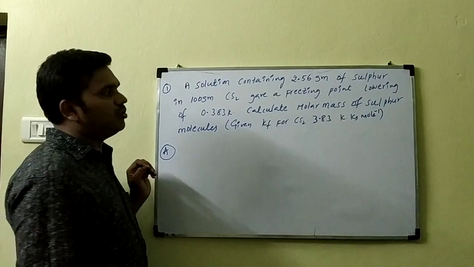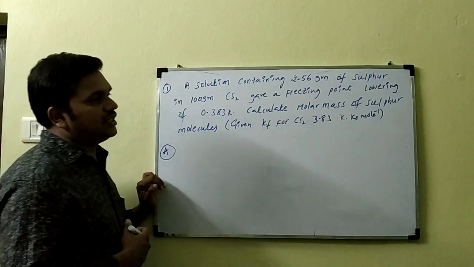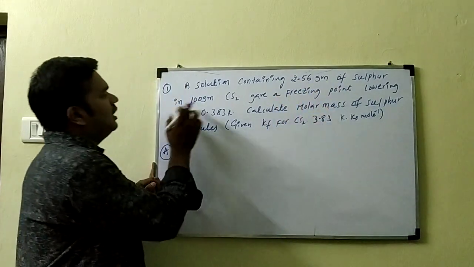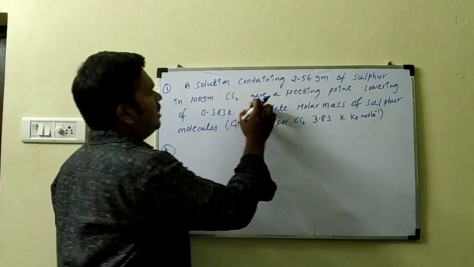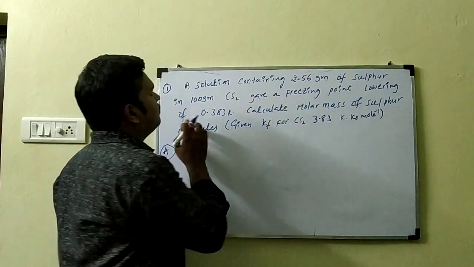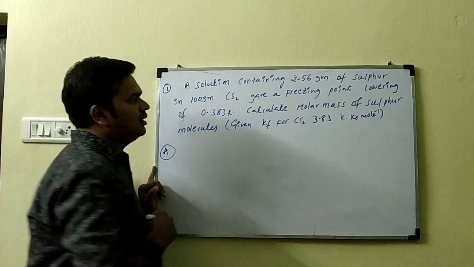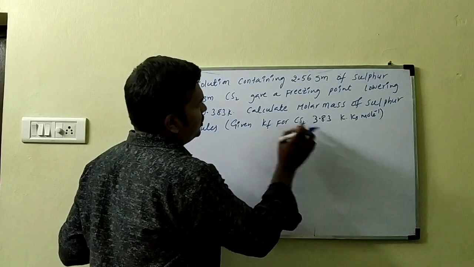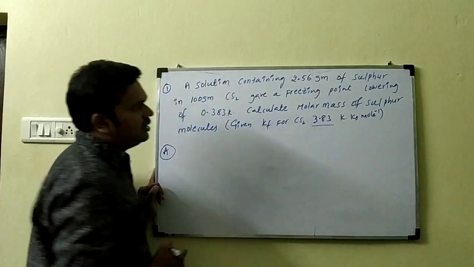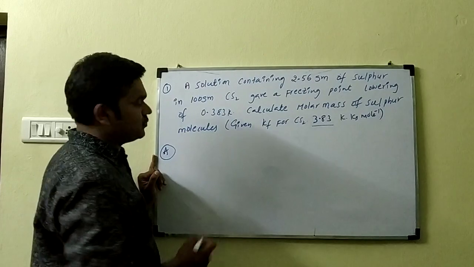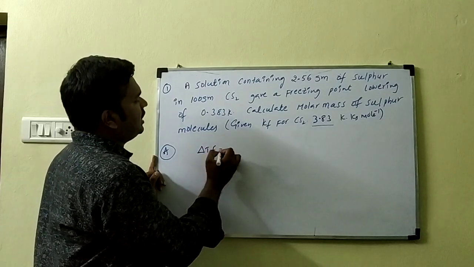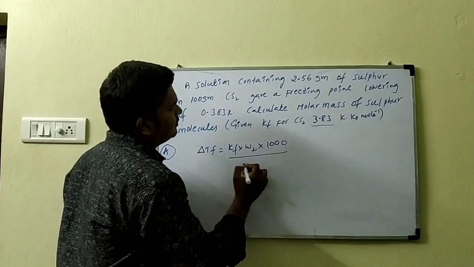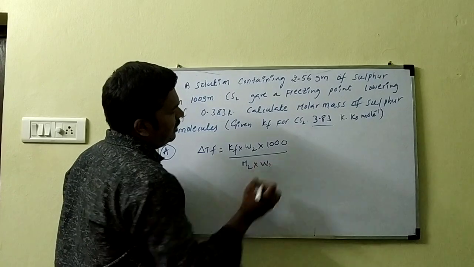Now we can see the problem on depression in freezing point. The problem: a solution containing 2.5 grams of sulfur in 100 grams of CS2 gave a freezing point lowering of 0.383 Kelvin. Calculate the molar mass of the sulfur molecule, given Kf for CS2 is 3.83 Kelvin kilogram mole inverse. What is the formula we have? Delta Tf is equal to Kf into W2 into 1000 by M2 into W1.